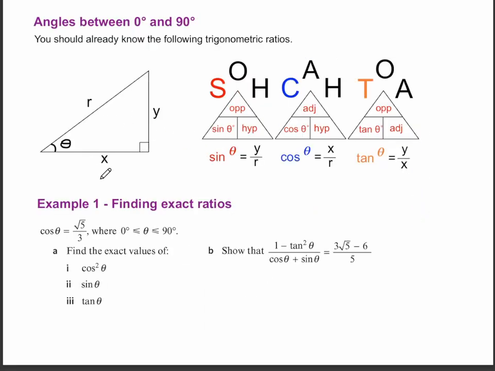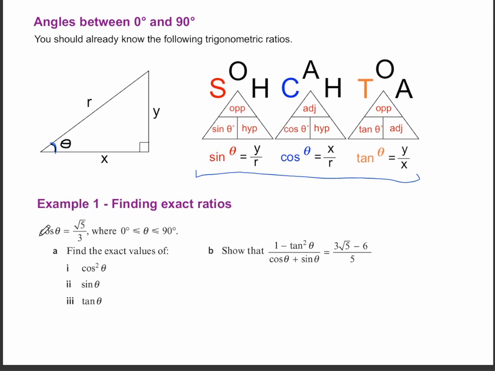And so if we look at a general triangle with theta, the height being y, the base being x and the hypotenuse being r, then we get these three identities right here. Sine of theta is opposite over hypotenuse, cos of theta is adjacent over hypotenuse, and tan of theta is opposite over adjacent. We can use these to identify what type of triangle we are looking at.